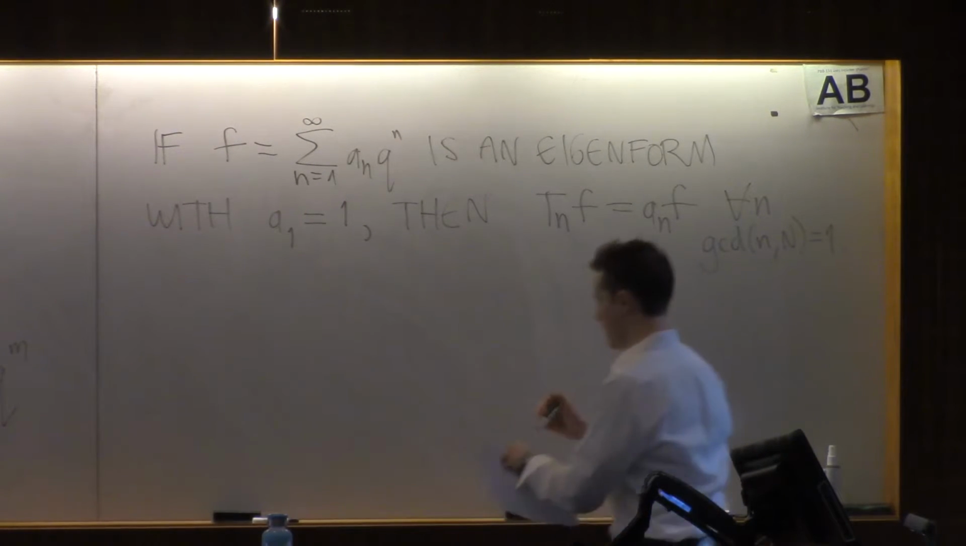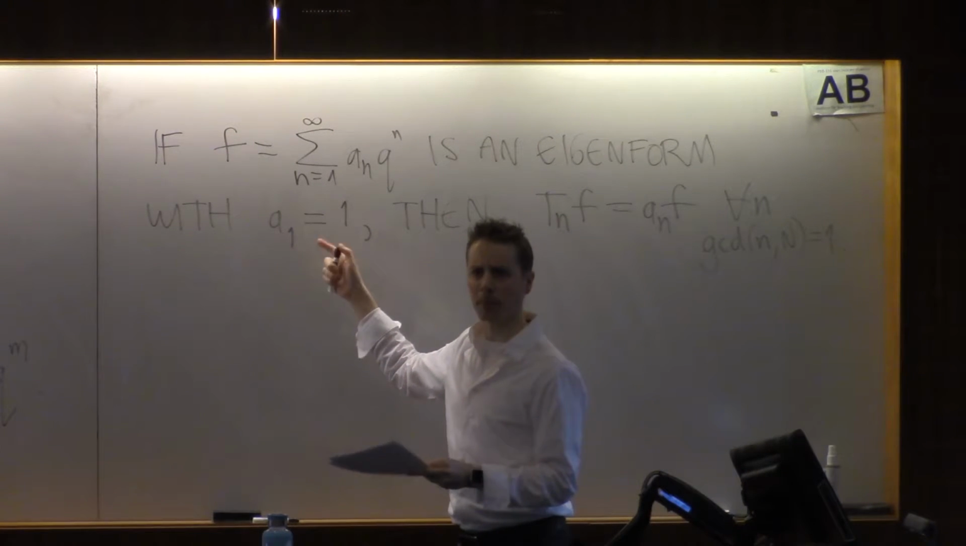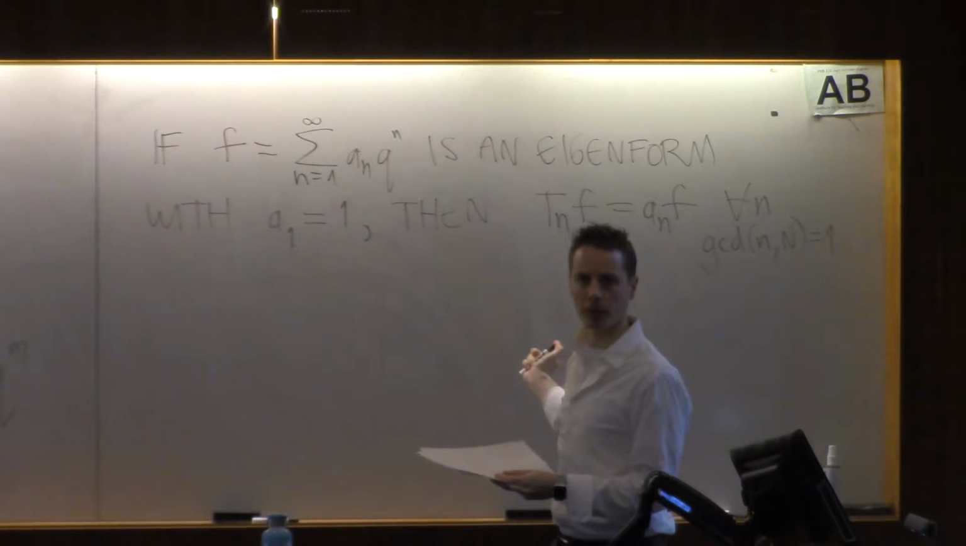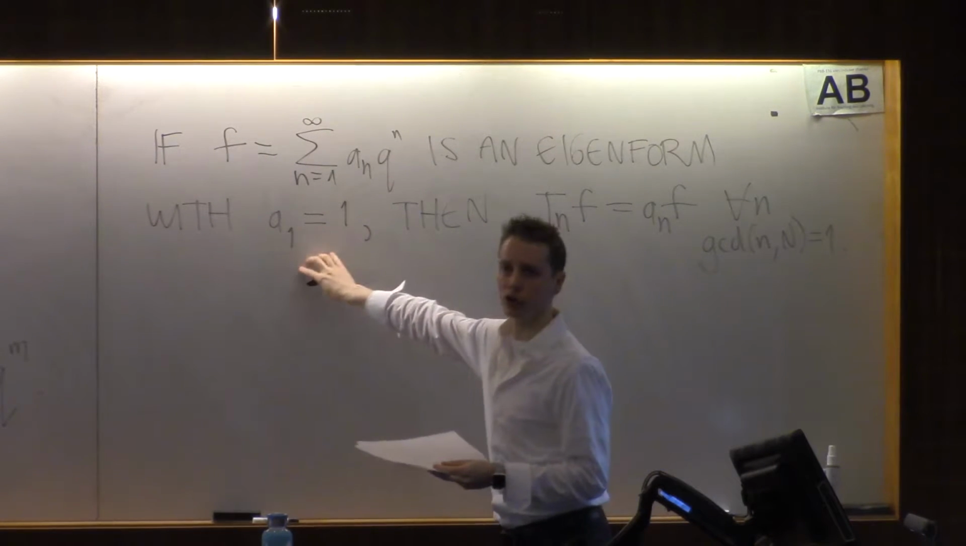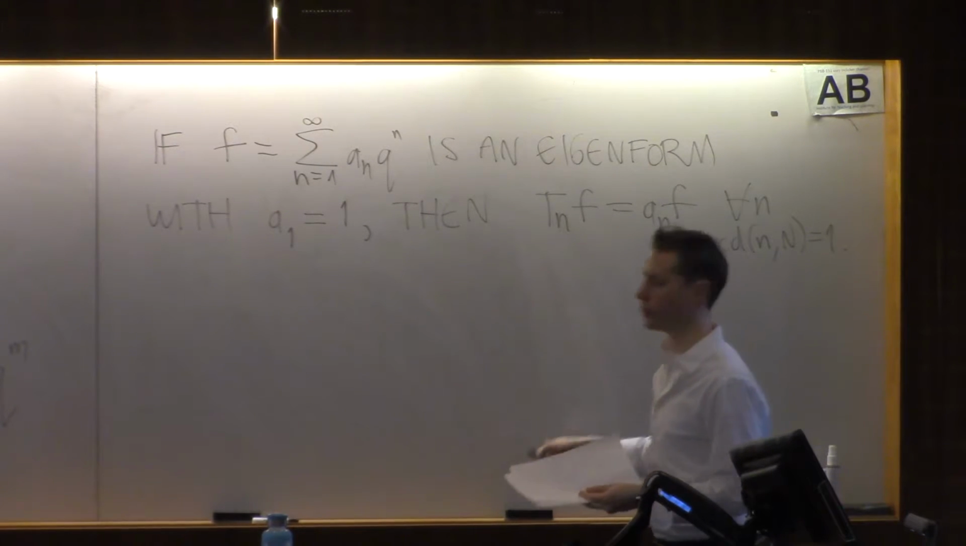What happens here if A1 is equal to 0? Well, it turns out you can't be an eigenform unless you're 0 by this property. So you could relax this condition. You would still have this, but you have to put an A1 out in front here. You conclude that your thing was 0.